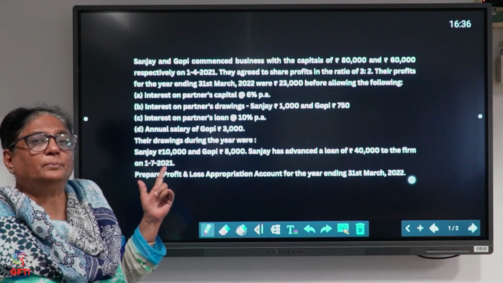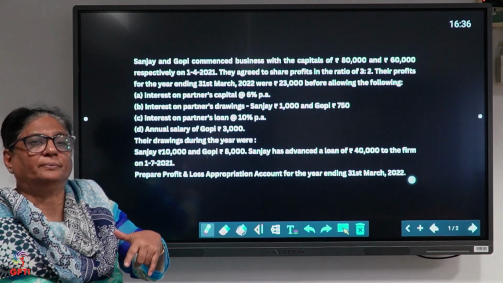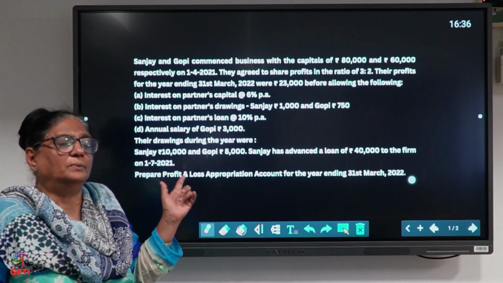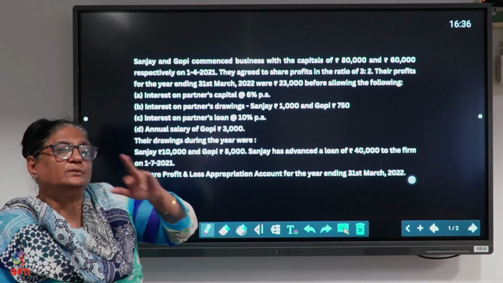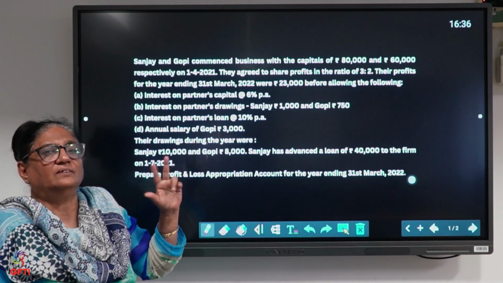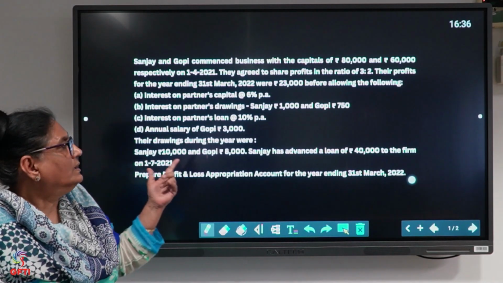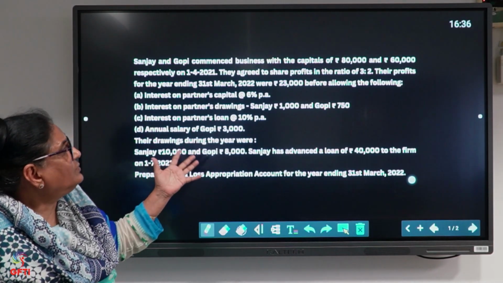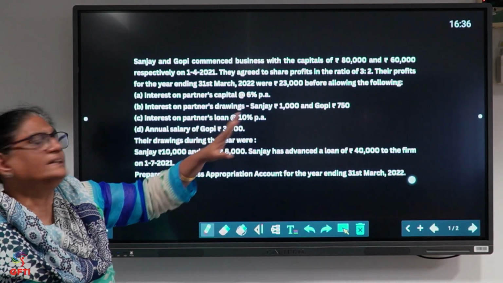Now this problem, appropriation, we had already done yesterday, so you can refer to that. Why have I taken this problem? I just want you to understand the preparation of the two capital account methods, the fixed capital method and the fluctuating capital method. Those two methods I want you to focus on. First and foremost, I will do the appropriation once again, and then fixed and fluctuating.